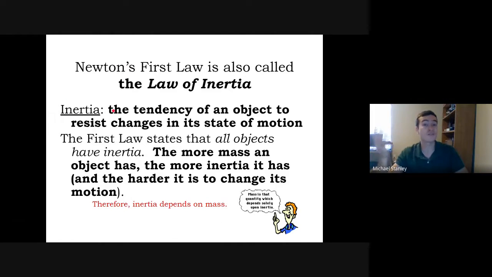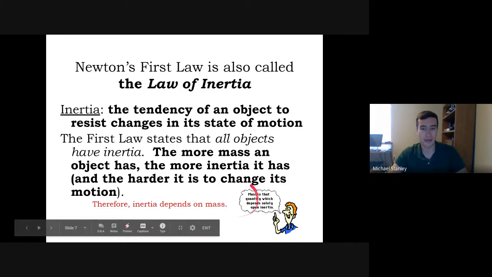So these things are kind of common sense, but scientists like to put them into their own terms. So inertia is just, if something's really heavy, it's hard to get it to start moving. It's hard to get it to stop moving. And if it's moving, it's hard to get it to change direction. It all depends on the mass of the object.